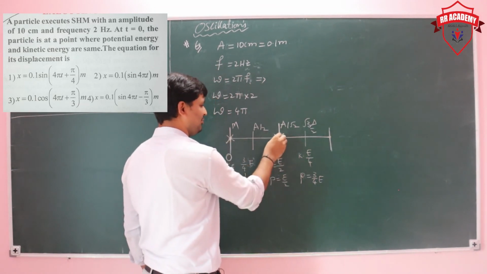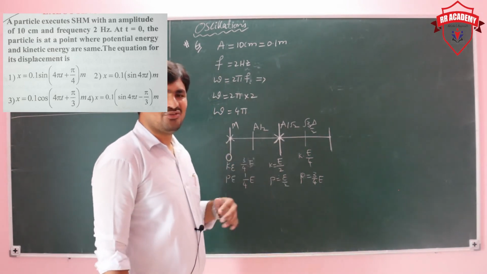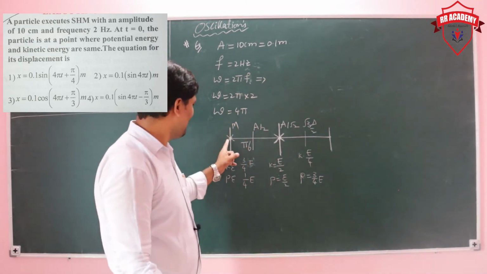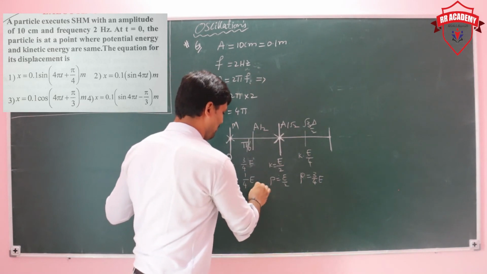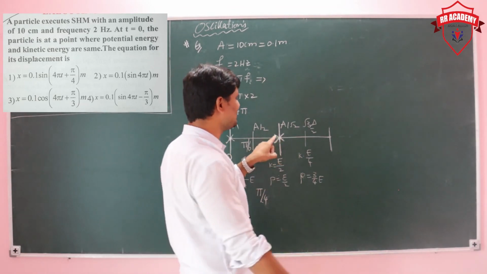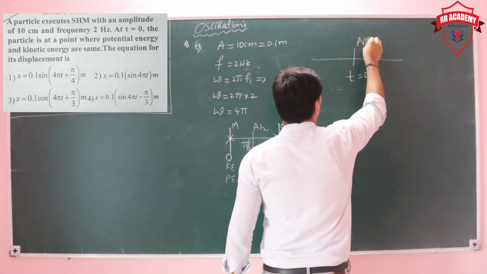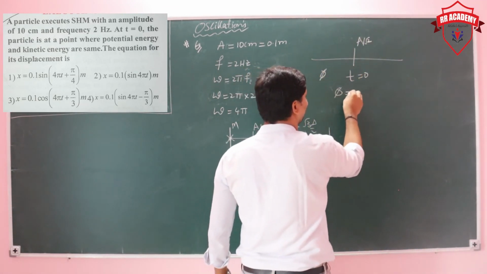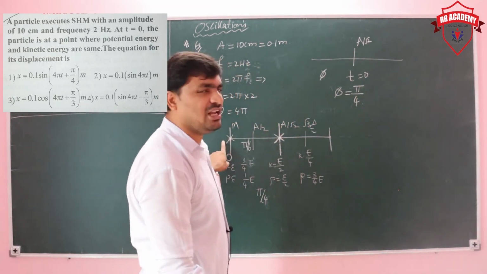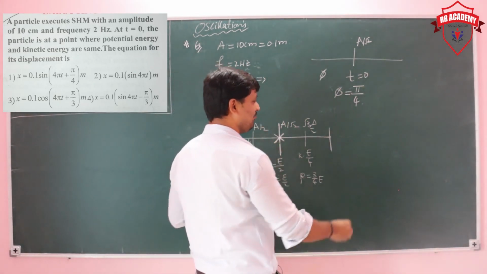Right now? Yes. From where to where? From 0 to a by root 2. What is the phase? From 0 to a by 2, phase is pi by 6. That's why I told you to learn the table. From here to here, pi by 4. Pi by 4 means the particle starts from a by root 2 at t is equal to 0, so the phase you have to take is pi by 4. If it starts from mean position, then phase is 0, but it starts from somewhere else.